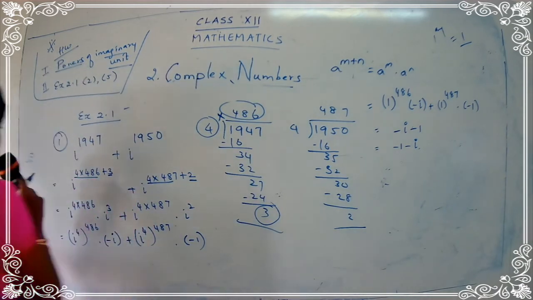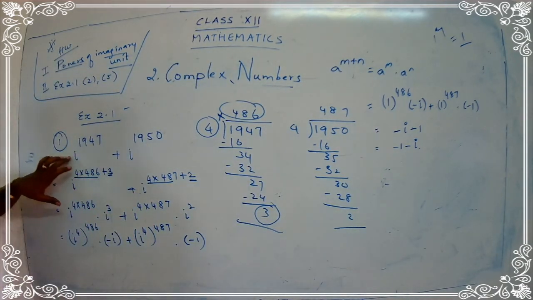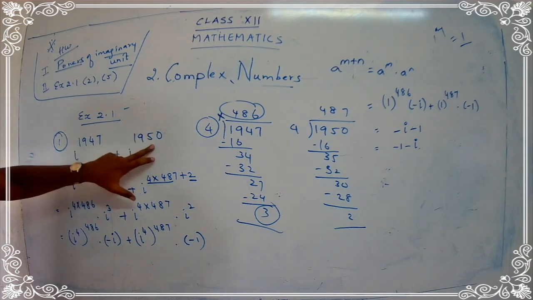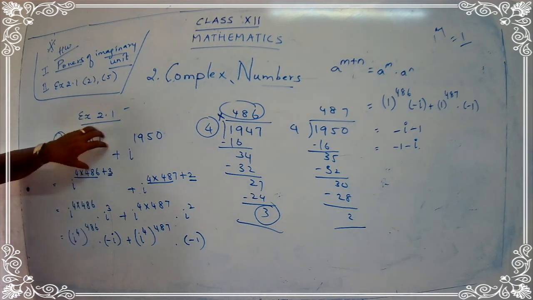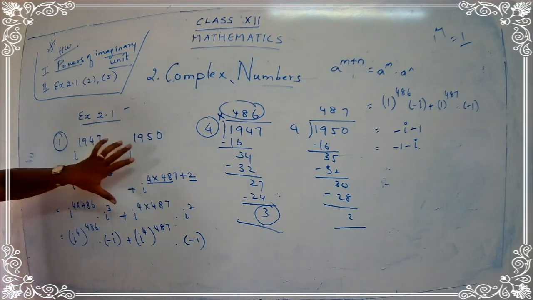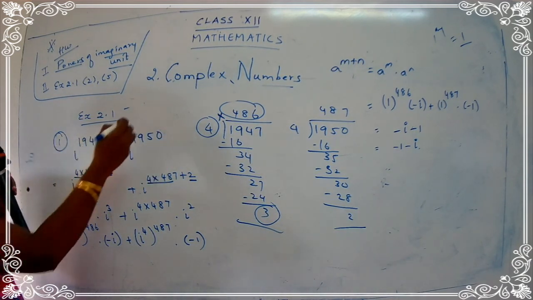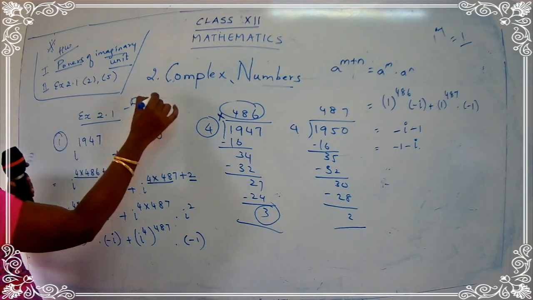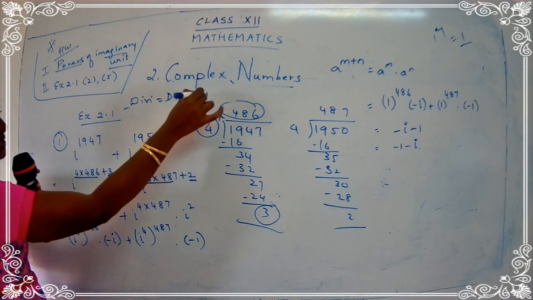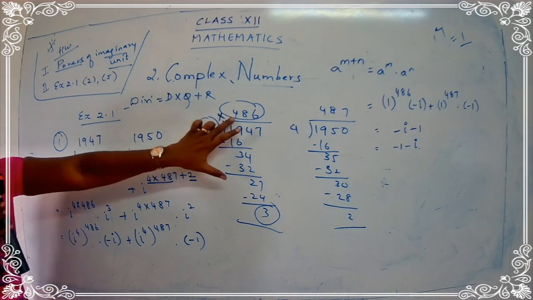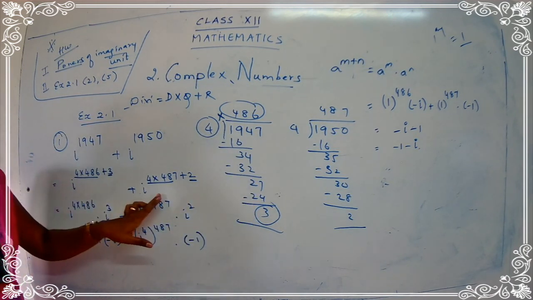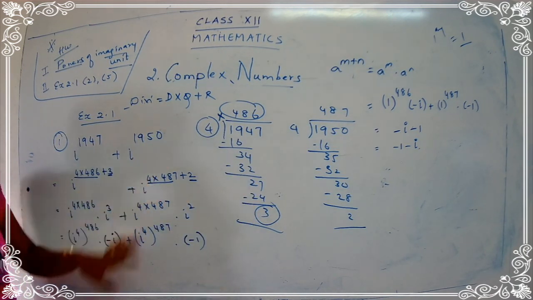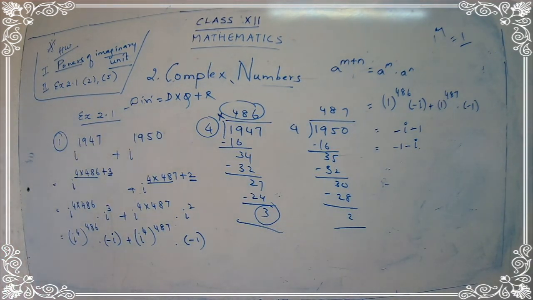So what is the first step you're going to do? The question was i raised to 1947 plus i raised to 1950. Whenever I explain to you, just put your pens down and listen carefully. What are we going to do? We are going to divide the numbers by 4. Then, after dividing the numbers by 4, you have to follow the rule: dividend is equal to divisor into quotient plus remainder. So 4 into 486 plus 3. Then the same for 1950: 4 into 487 plus 2.